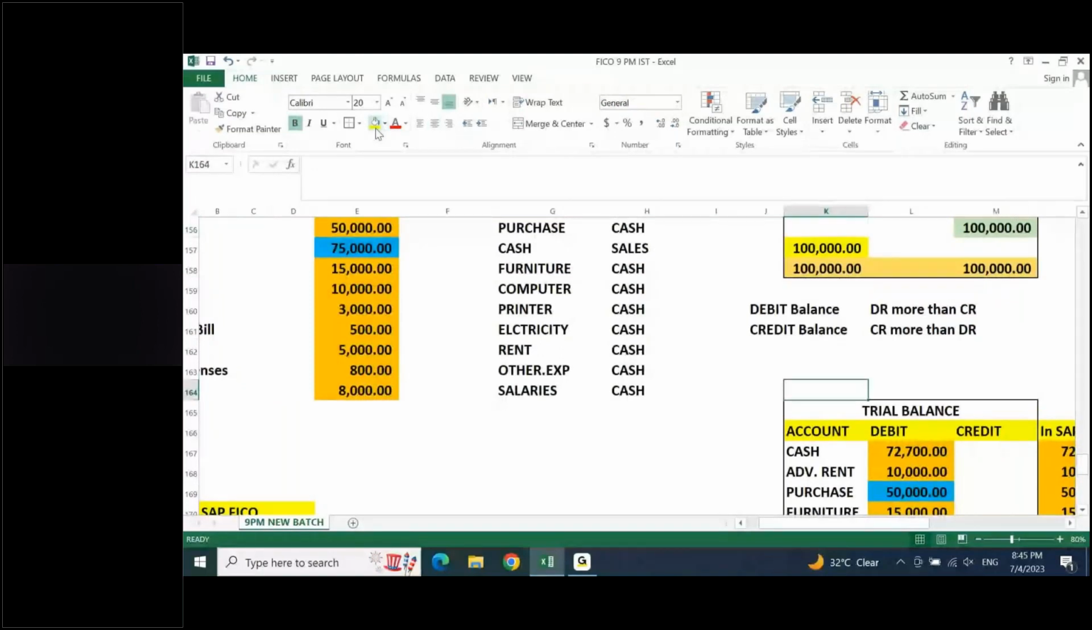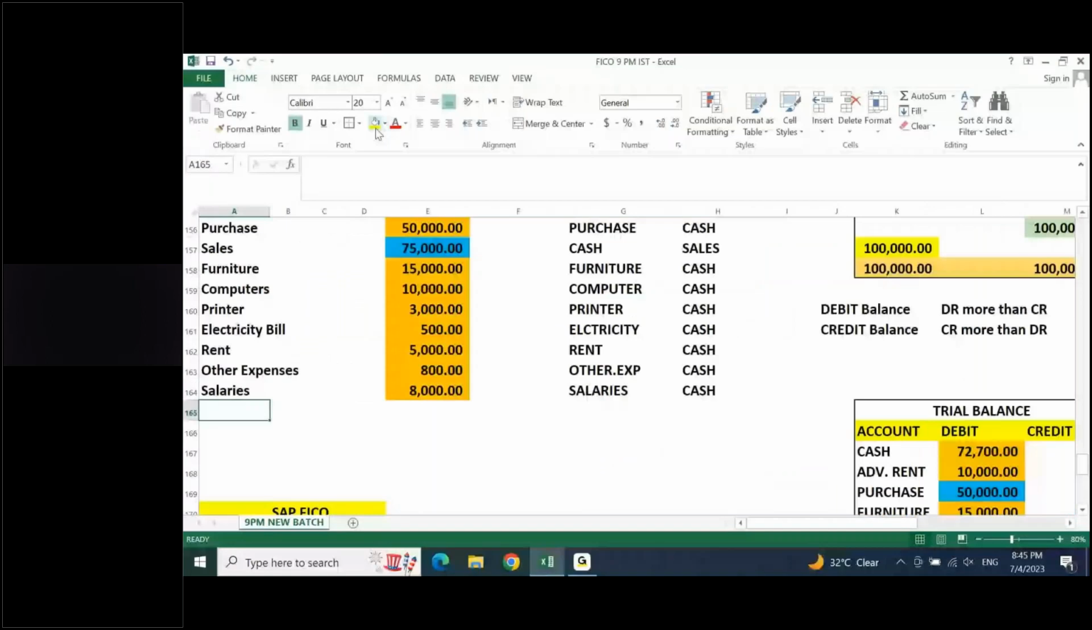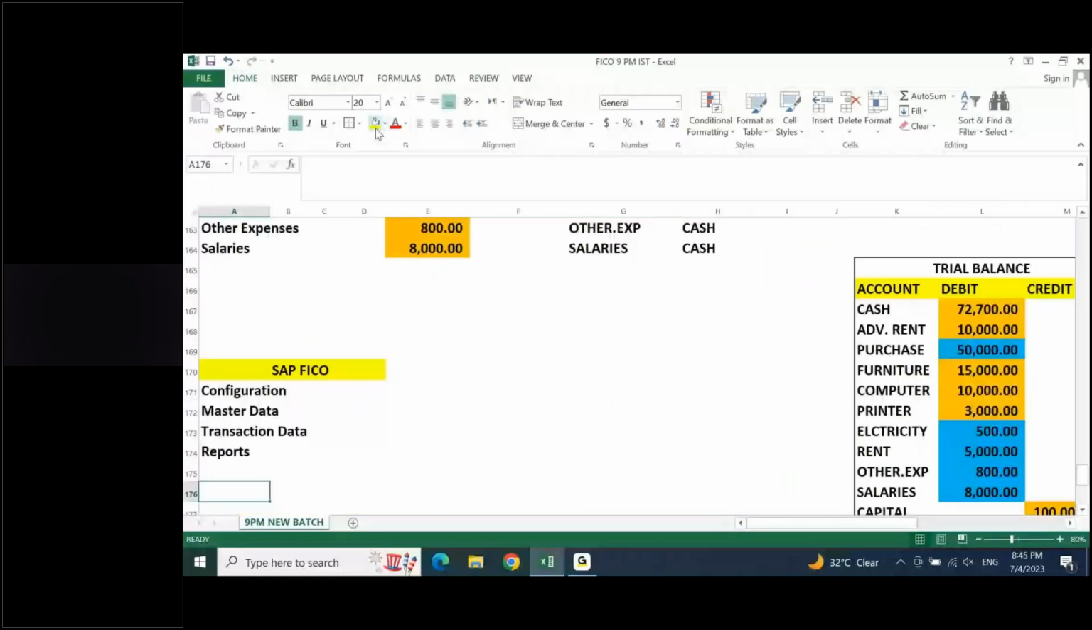When you're talking about reports during your practice in SAP FICO, what reports are you referring to? What reports are we generating? What reports are we checking during our practice? Are we checking line item reports or the GL account balance report? Are we checking the trial balance? Are we checking the P&L? Are we checking the balance sheet?